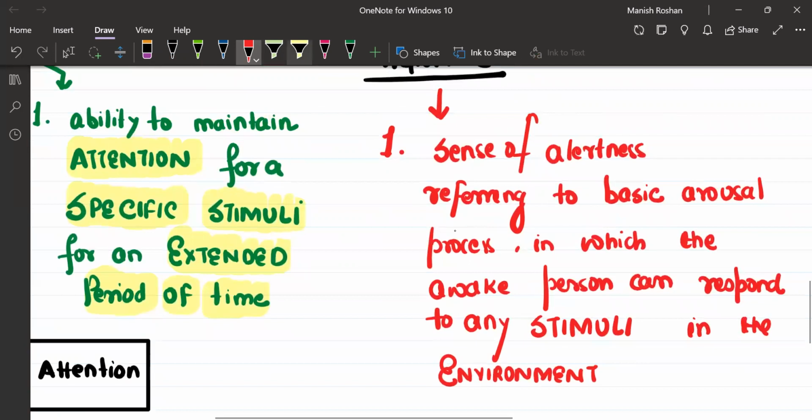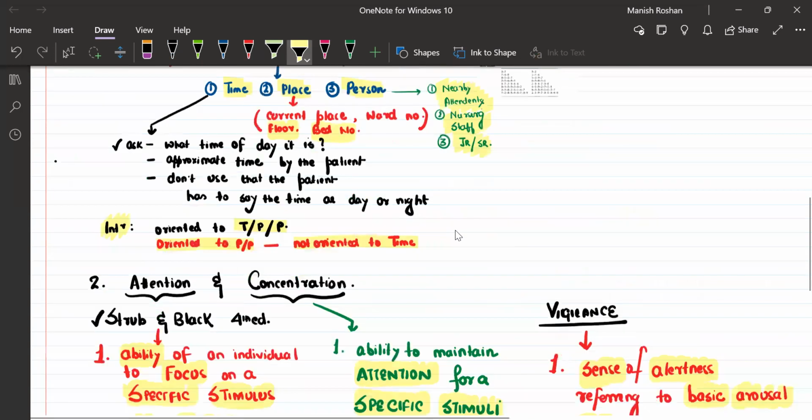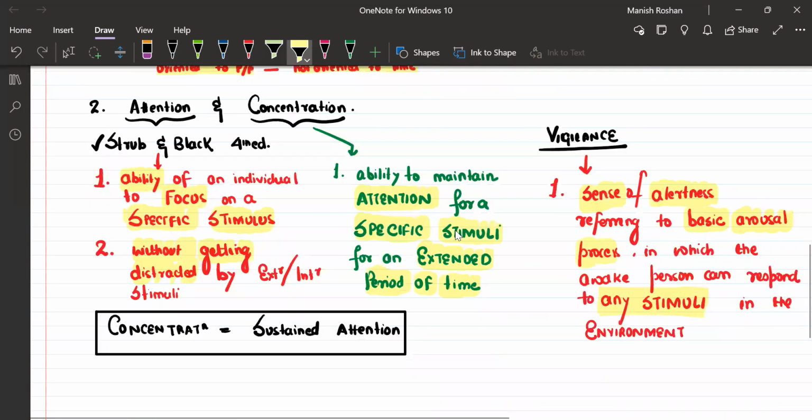So let's focus on the important part. It is the sense of alertness. That is the basic arousal process in which the awake person can respond to any stimuli, as opposed to specific stimuli in concentration. It refers to any stimuli that you can focus on in the environment, and it is the basic arousal process. So these three terms, that is attention, concentration, and vigilance, are important.